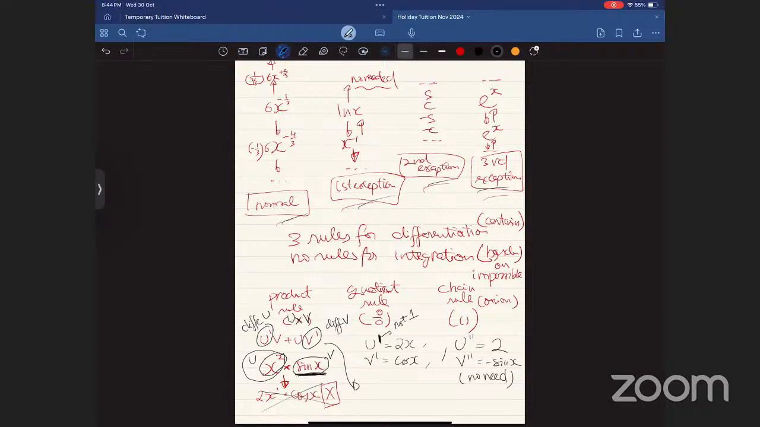You have to write down u prime times v plus u times v prime. It's not that difficult to memorize. U prime v, u v prime. So what is u prime v? The differentiation is 2x times sine x, plus u, which is x squared, times v prime, which is cosine x. I am just following the rule. Is this okay so far, guys?